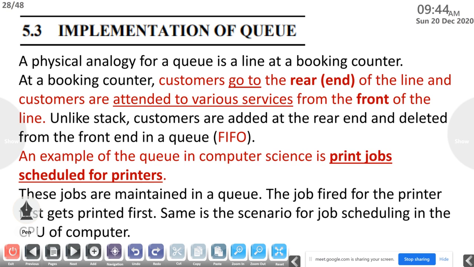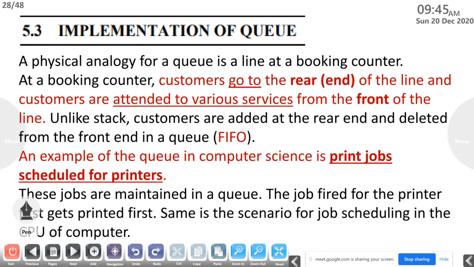So unlike stack, customers are added at the rear end and deleted from the front end in a queue. In a stack, the first in will be the last out item, or the last in will be the first out item. But unlike that, in a queue, the customers are added from the rear end and deleted from the front end. So we call it first in, first out. Those who are coming first will be out first.